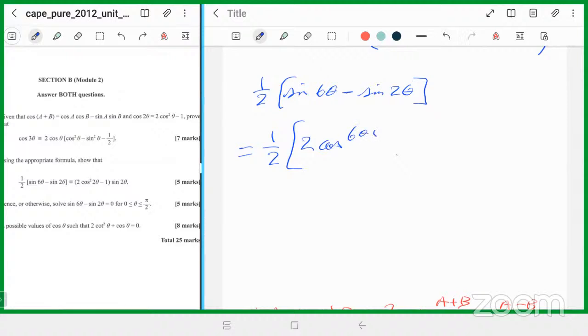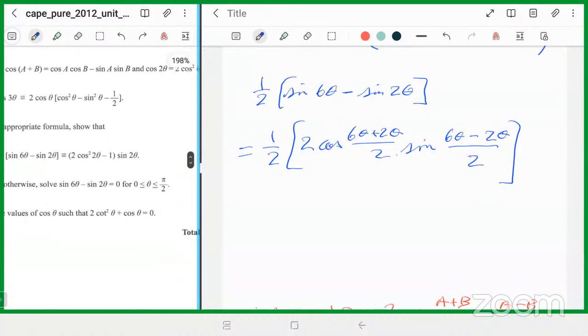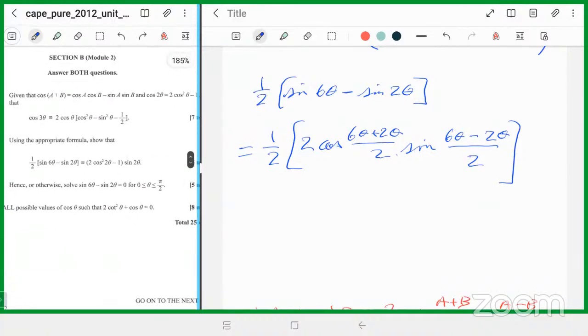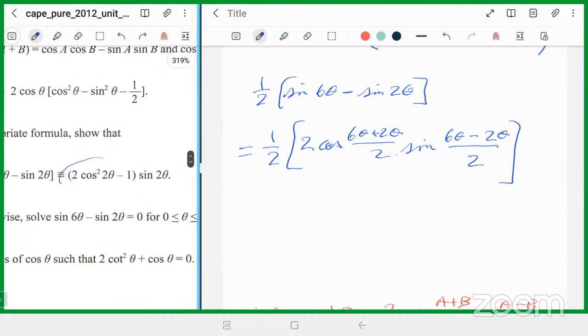6 theta plus 2 theta over 2 times the sine of half the difference. That's 6 theta minus 2 theta over 2. That's what in there becomes first. And we're working towards showing it equals this, right? Shows this equals that. All right, so we're working towards this thing right here.